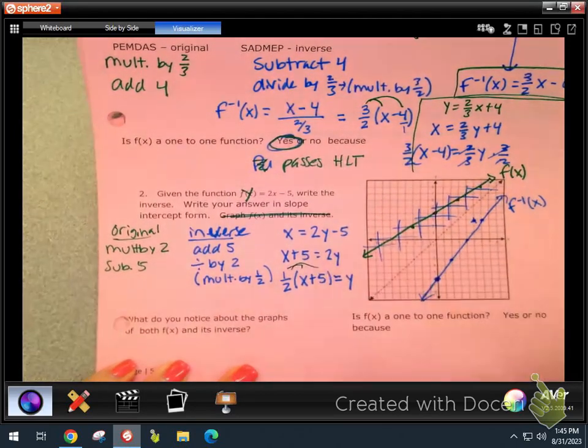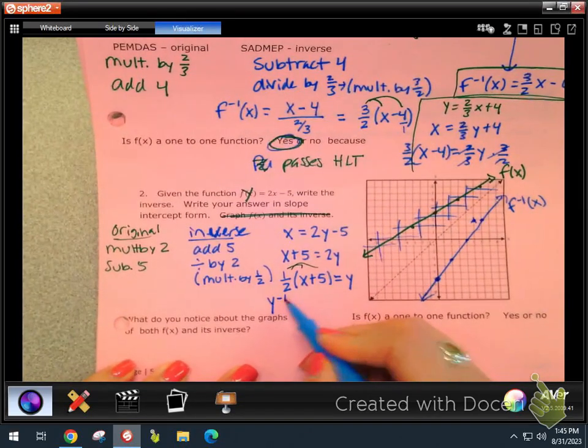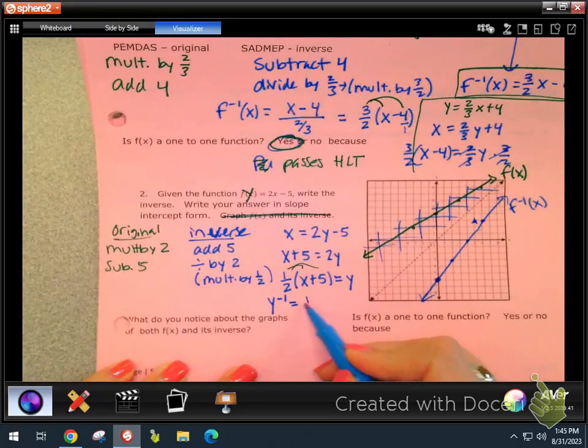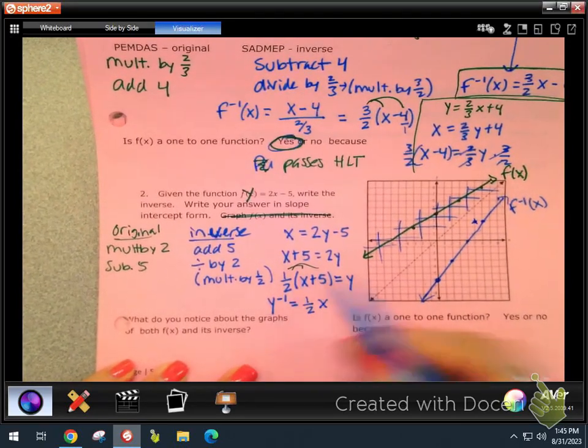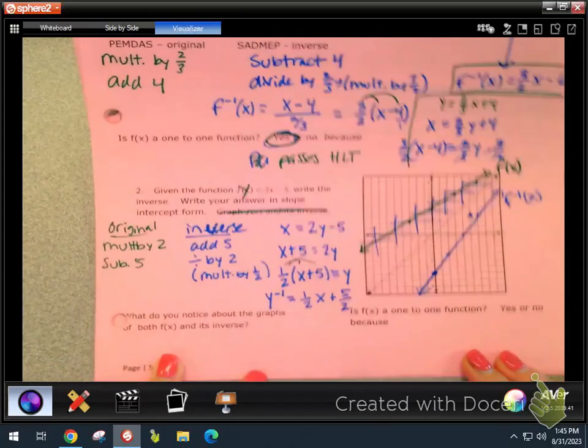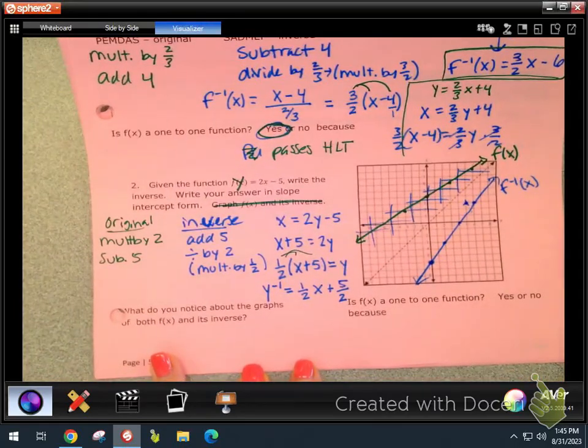Distribute. I'm going to bring the y inverse in the front. Y inverse is equal to 1/2 times x is 1/2 times 5, which is 2.5. I like fractions better, so I'm going to put 5 over 2. I wouldn't count it wrong if you did 2.5.